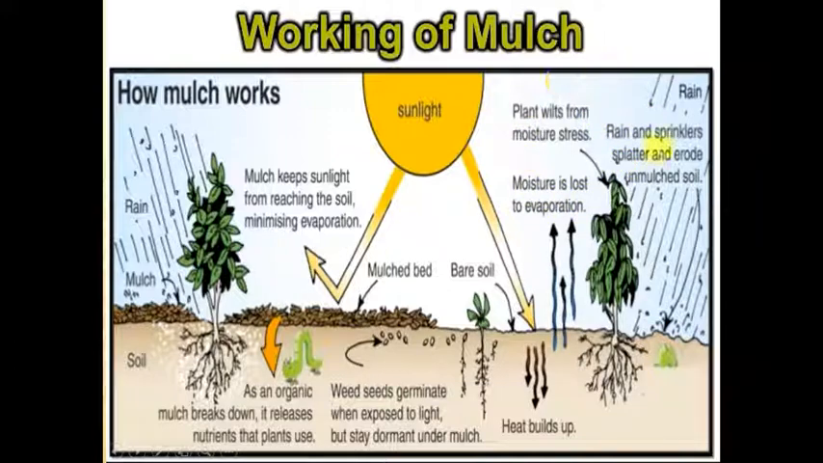But when there is a bare soil, the raindrops come with a kind of a speed and then they are splashing soil particles, ultimately leading to soil erosion and removing of nutrients of the soil.